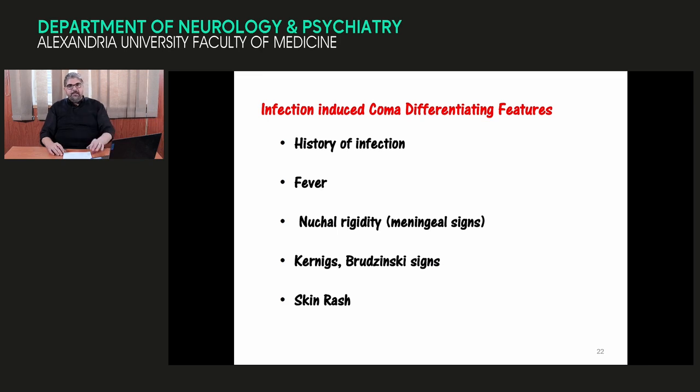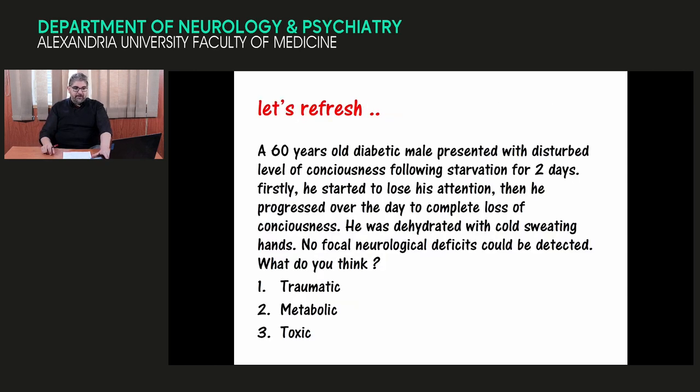To finalize this section of the lecture, we just have to remind that infection, of course, may be an important cause of disturbed level of consciousness. And actually, the differentiating features of infection-induced coma are that the patient has a history of infection, fever, neck rigidity, and signs of meningeal irritation like Kernig's and Brudzinski's. These are collectively the differentiating features of infection as a cause of disturbed level of consciousness.